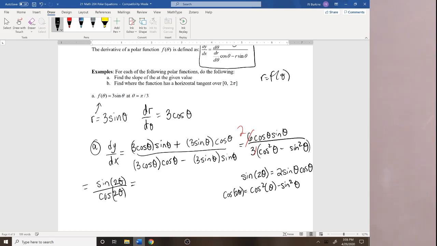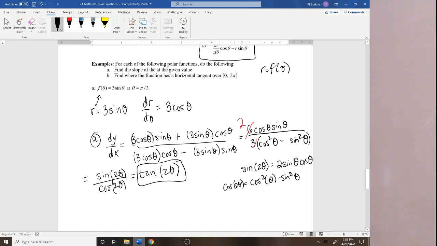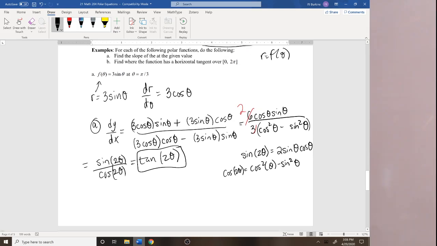And then finally, sine over cosine is just equal to tangent. So that simplifies really nicely. It looks super complicated and ugly, and then all of a sudden it's just tan of 2 theta. So that's the equation for the tangent, or the slope of the tangent line. And so we just need to plug in the angle given.